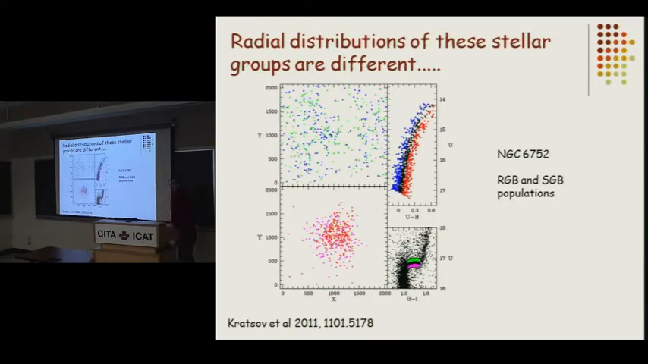The other thing that people have started to notice is that the distributions of these two populations physically, in the clusters, are different. I mentioned the main sequence and subgiant branches. Giant branches also seem to be broader than they should be for a single population. And people have started to link the brighter subgiant branches with the bluer giant branches, and the fainter subgiant branches with the redder giant branches.